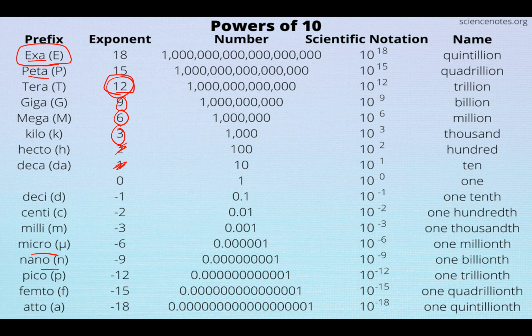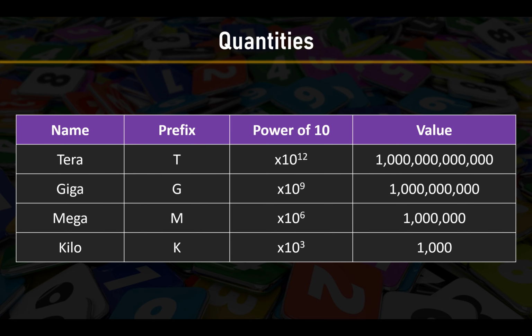For the exam, the only ones you need to know are these. Tera, that's the prefix T, giga, G, mega, M, kilo, K. And again, that's 10 to the power of 12, 10 to the power of 9, 10 to the power of 6, 10 to the power of 3, going from 1 trillion down to 1,000.